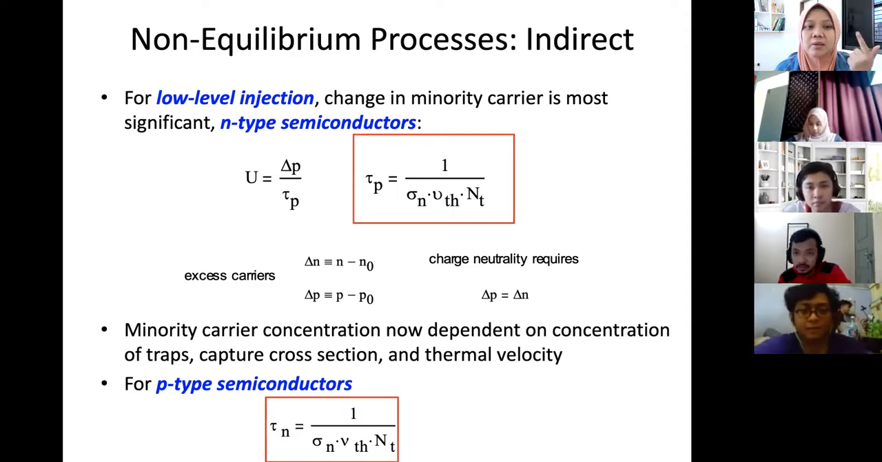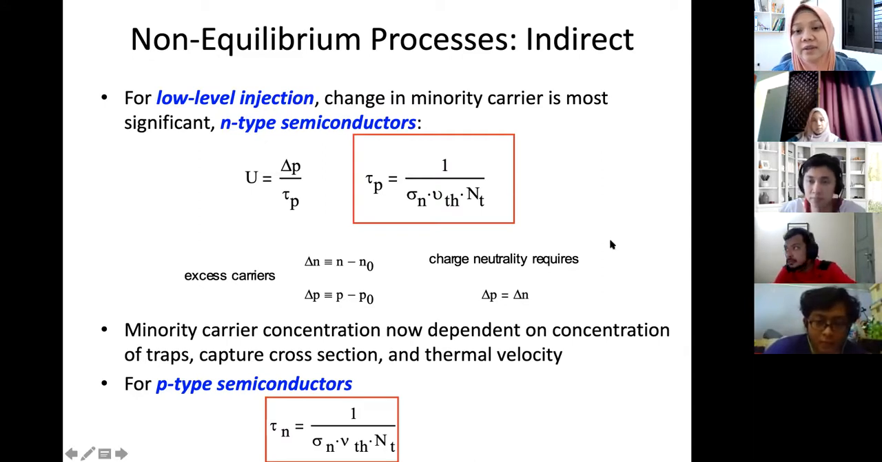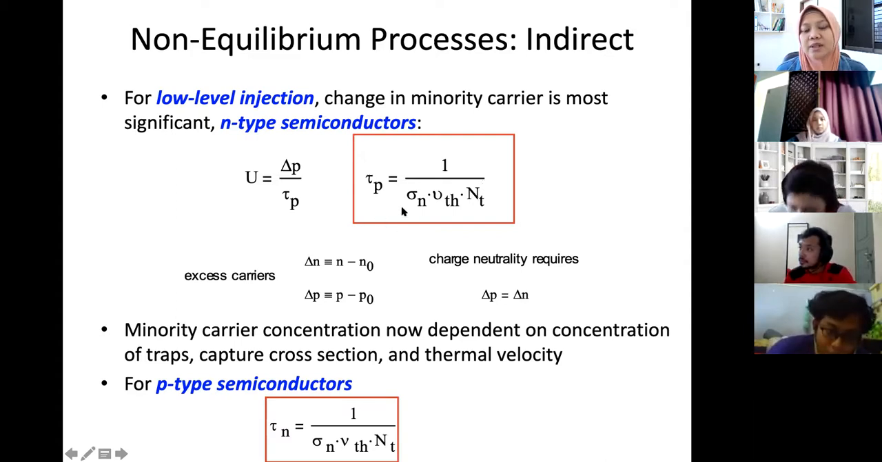Number one, and maybe it will not last long because of the heating. If you have a lot of traps, maybe you will have a lot of heating inside. Okay, so that's the relationship between lifetime and the trap density and recombination process.